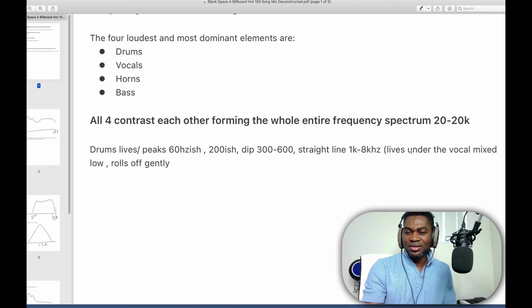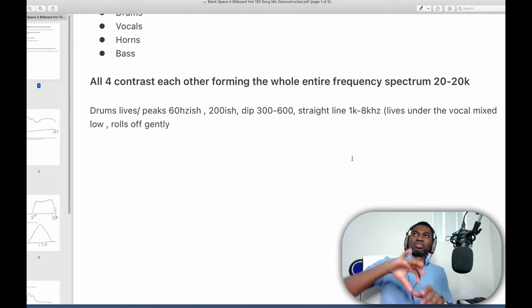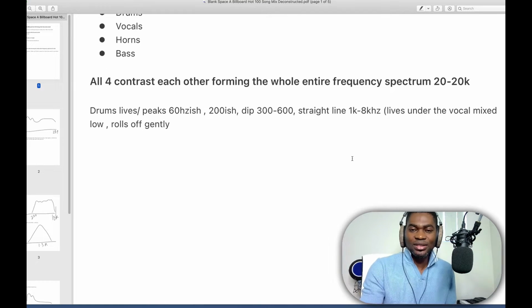Leaves under the vocal mixed low, rose off gently. Oh wow. This is how I talk to myself. That's crazy. So that means the 1K to 8K area, those are where the presence of the snare drum and the hi-hat lives, that is where those leaves.